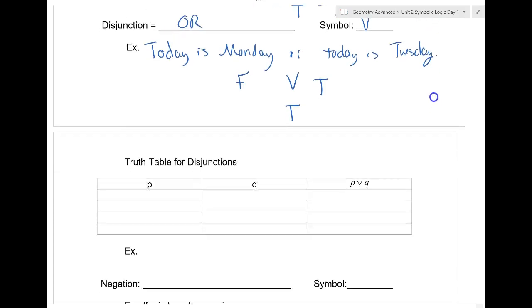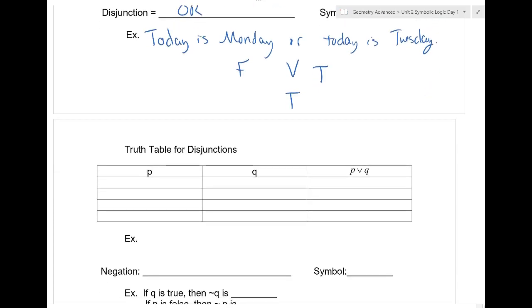So let's do the truth tables for disjunctions. Guess what your first two columns are going to be? True, true, false, false, true, false, true, false. And this gives us all possible combinations of P or Q. All right, true or true? True. True or false? True. False or true? True. False or false?